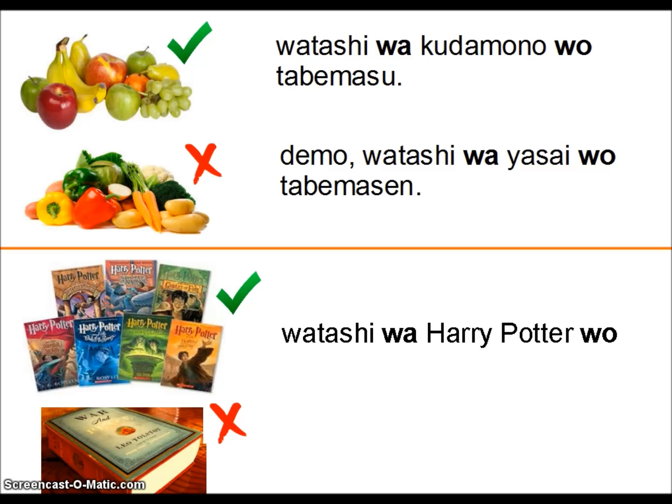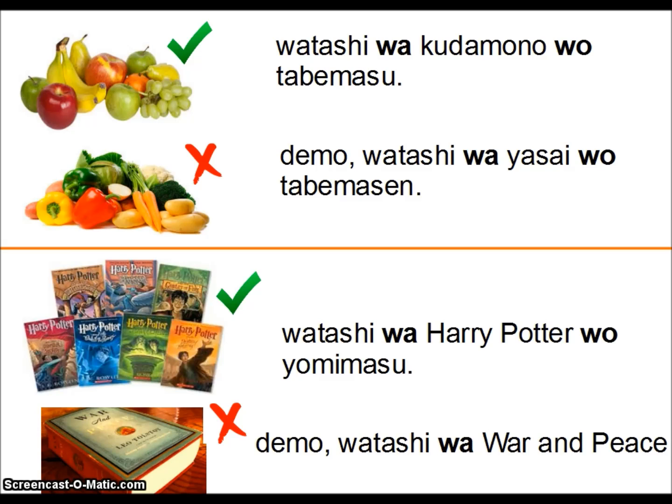What about now? Watashi wa Harry Potter o yomimasu. It's still the subject wa, something o, verb form. How do we make this negative? Demo, watashi wa War and Peace o yomimasen. War and Peace is a really, really big book that it's not a lot of fun to read. So, watashi wa War and Peace o yomimasen. It's still subject wa, something o, verb. But now we've just changed the mas to masen to make it negative.